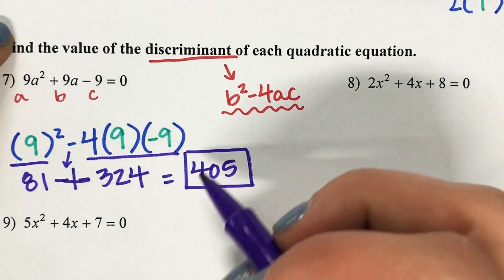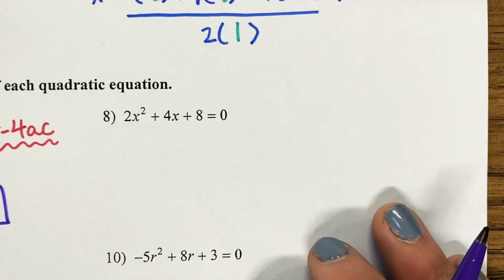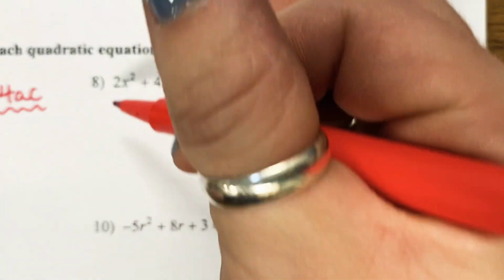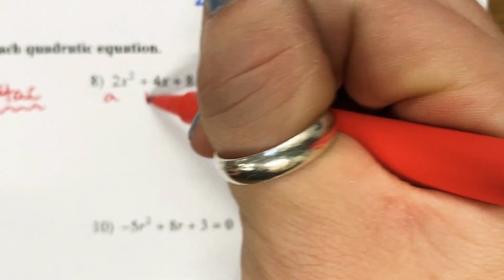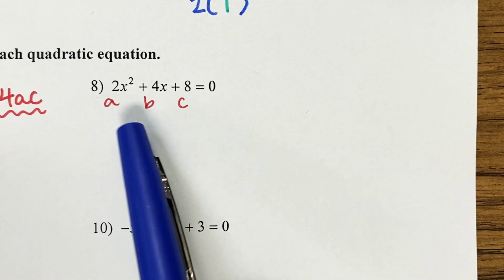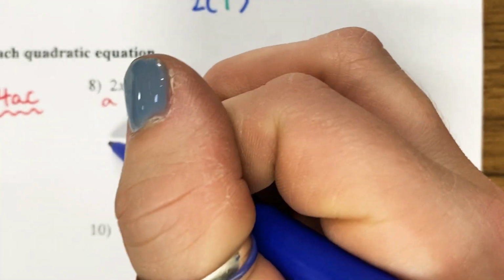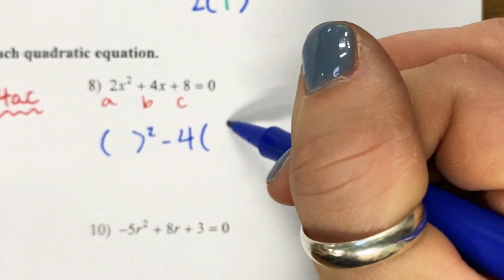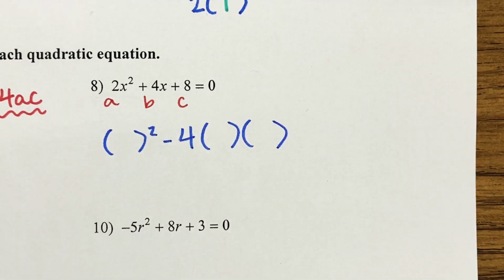Okay, so we solved for the discriminant. So let's do it again for number 8. The first thing I want us to do is identify our A's, our B's, and our C's. My A comes first, then my B, then my C. Once I know my A's, B's, and C's, I can fill in my discriminant, which is B squared minus 4 times A times C.